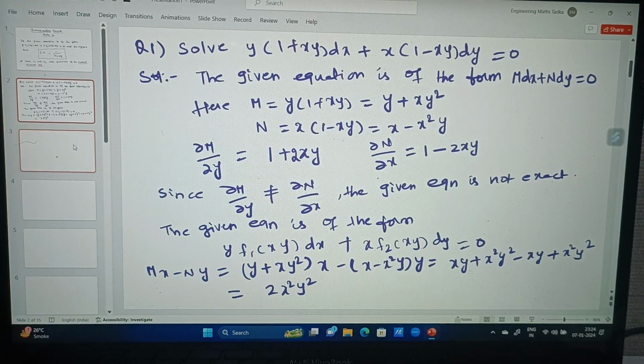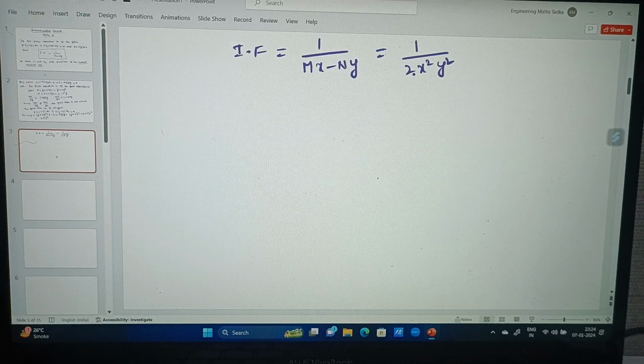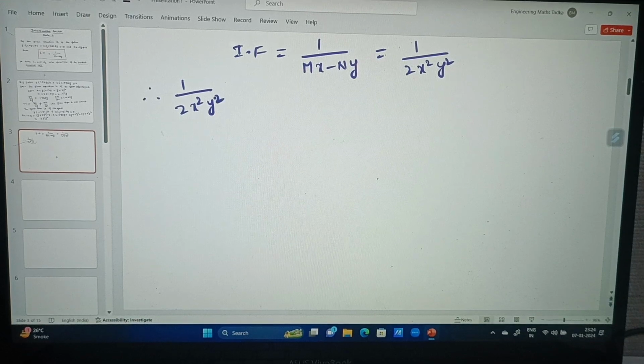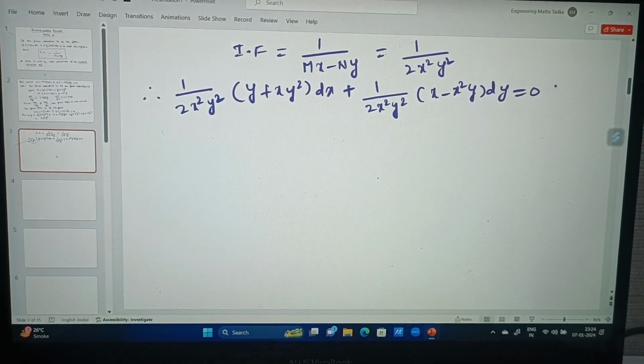So what is the integrating factor formula which we have studied? Integrating factor is equal to 1 by Mx minus Ny, which is equal to 1 by 2x square y square. Okay? After finding the integrating factor, you need to multiply the integrating factor with the given differential equation. Then automatically the equation will become exact, isn't it? So multiply करने के बाद आपको क्या करना है? After multiplying, you need to write it as it is an exact differential equation.